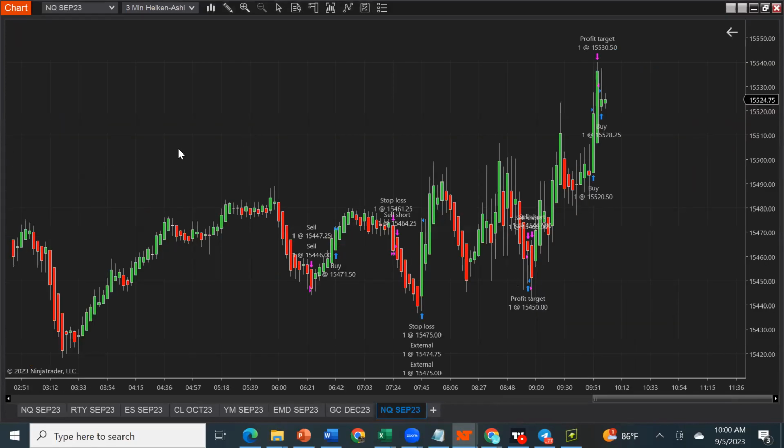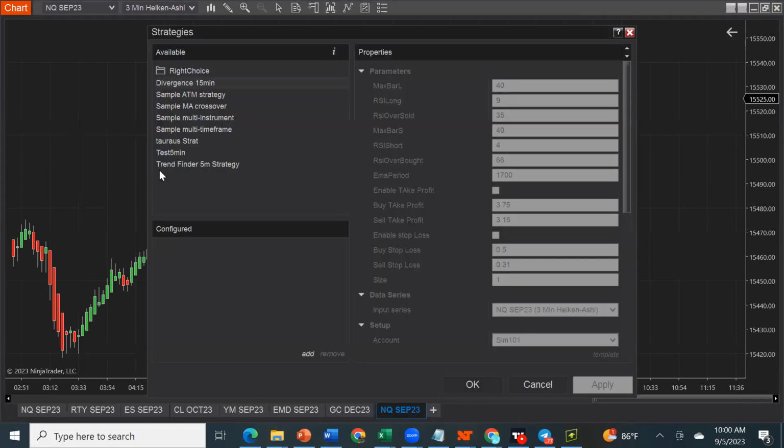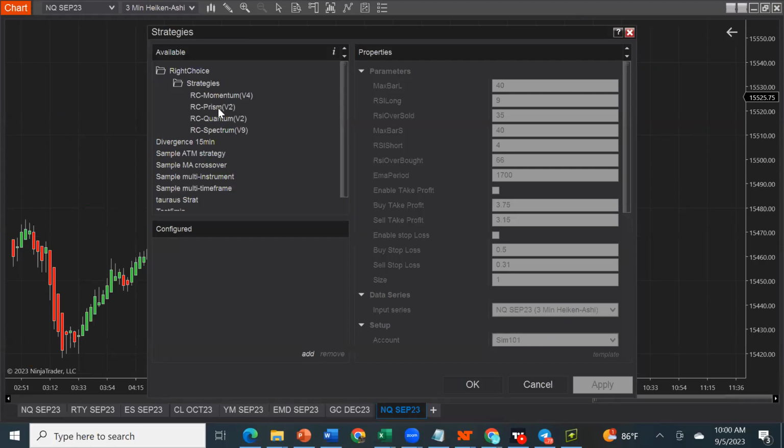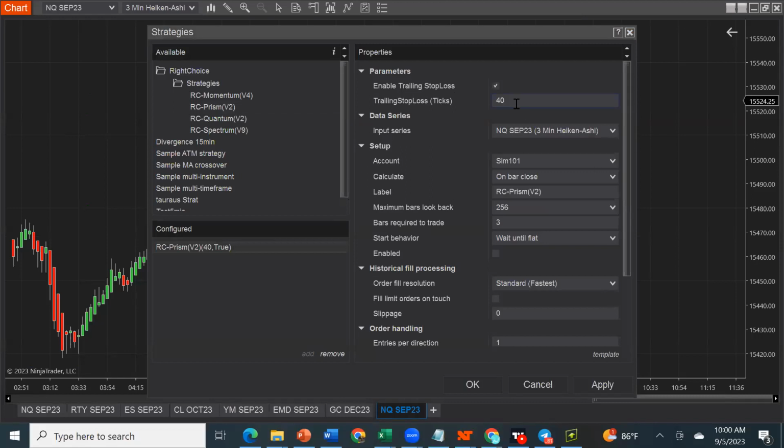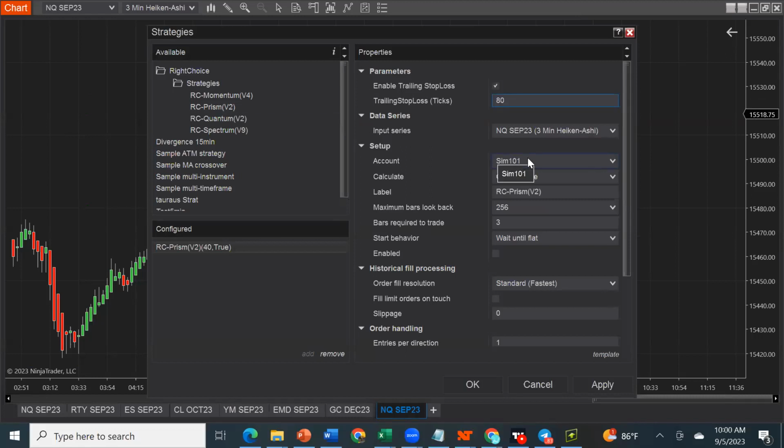And then again, you just right click strategies, then select your Prism, right? This is our second bot, which is mainly for scalping. So here you can set your trailing stop loss as 80. That means if it may go 100 points, 200 points, but if it comes down by 80, you want to protect the profit. After 80 ticks, you want to close it.